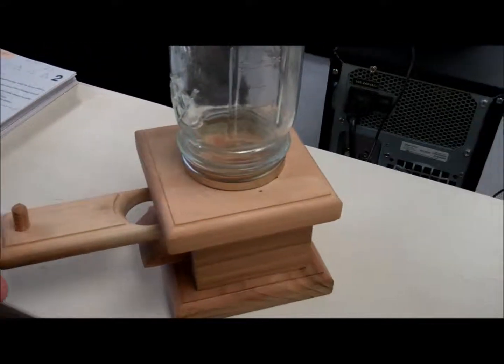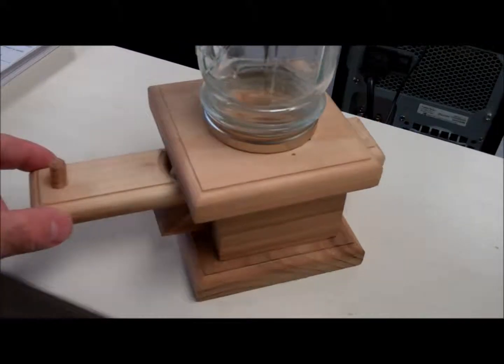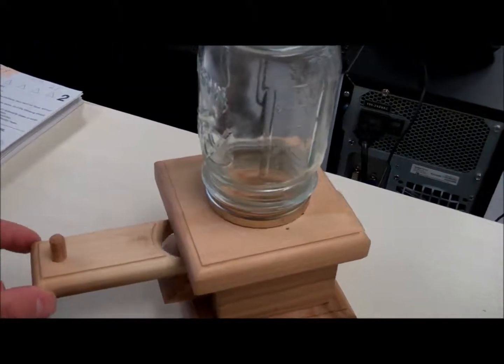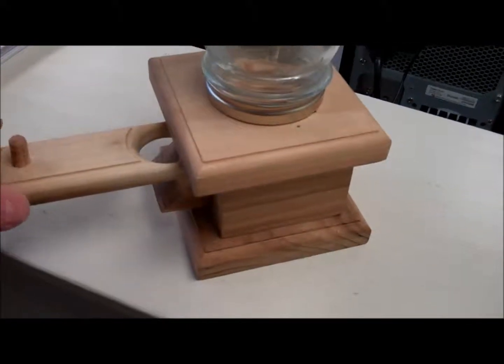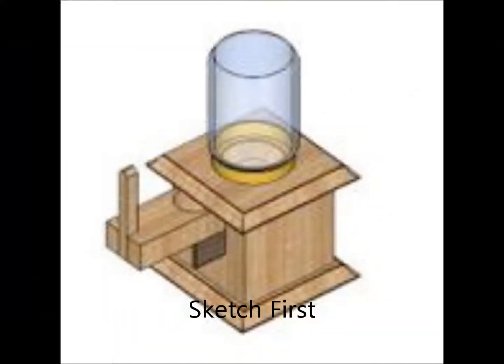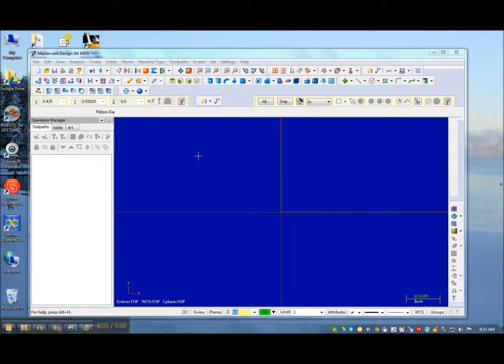Okay, here's our wooden candy dispenser we're going to build on the CNC router. Candy goes in the jar, pull this out, and the candy slides down. So this is drawing our candy dispenser in MasterCam.